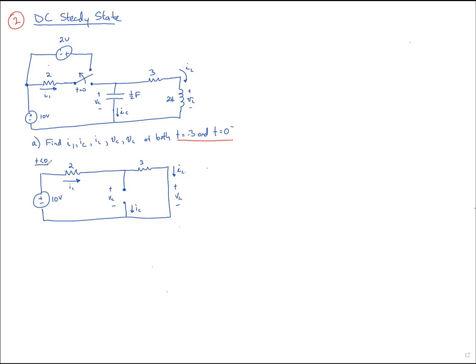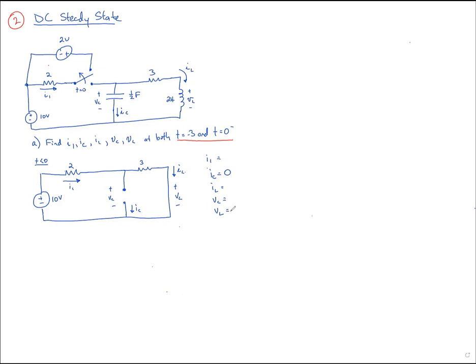So now we can solve for everything. By inspection, let's do the easy ones first. You might see IC: there can't be any current that goes through this open. So therefore, IC has to be 0. We want to find I sub 1, we want to find I sub L, we want to find V sub C, and we want to find V sub L.